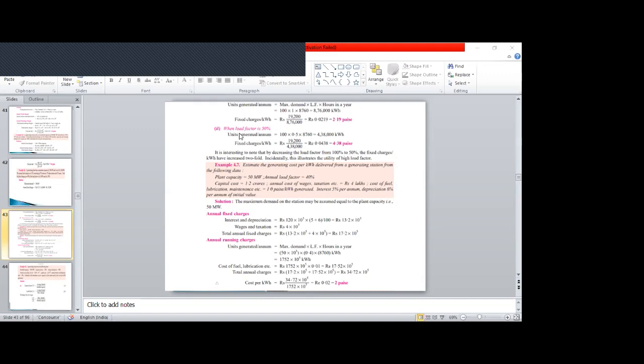Similarly, in the second case, when the load factor is 50%, follow the same steps. In this equation, the load factor, instead of 100% as in the first case, is 50%, that is 0.5. The remaining part is the same, so you will get a different value of units generated because your load factor is different. Then for the fixed charges per kilowatt hour, the total fixed charges you have already estimated, divided by the number of kilowatt hours produced, will give this much fixed charges per kilowatt hour.